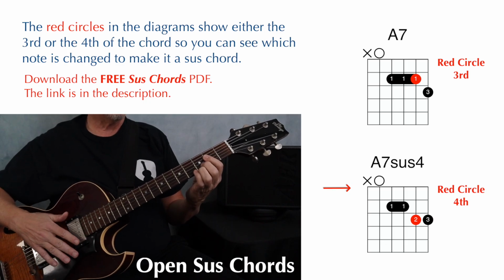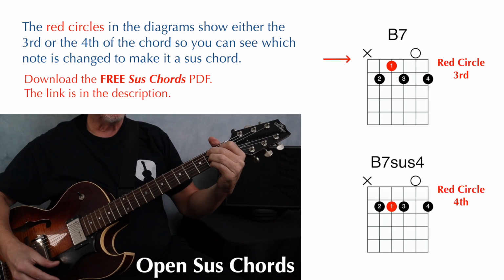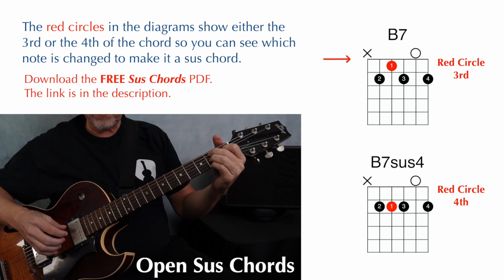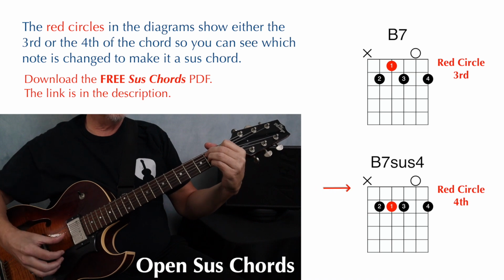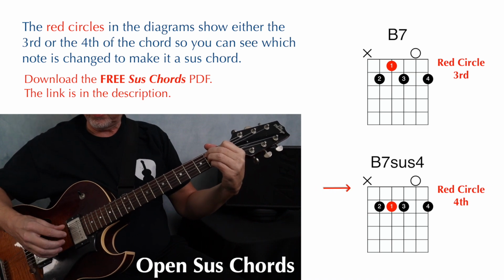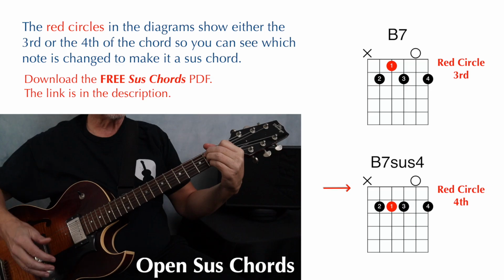A7 sus 4. B7. Third is on the fourth string. Just slide your first finger in a little bit. And you have a B7 sus 4, or B7 sus.